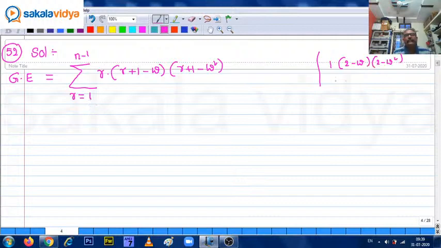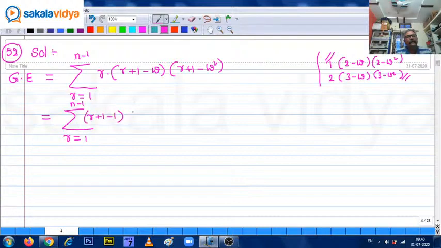If you put r is equal to 2, what do you get now? 2 times 3 minus omega and 3 minus omega square. Understood now? That's why this is the general term. So you need to multiply these 3, so this can be rewritten as sigma r is equal to 1 to n minus 1. This r can be written as r plus 1 minus 1, r plus 1 minus omega and r plus 1 minus omega square.